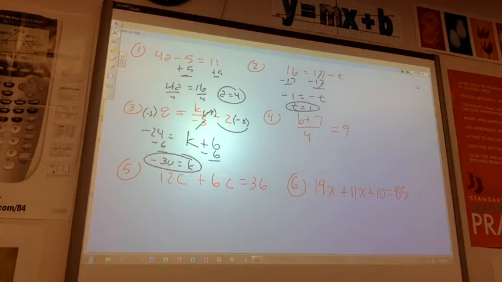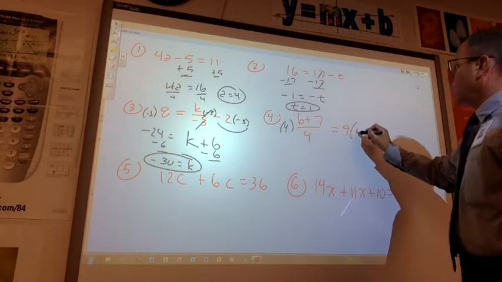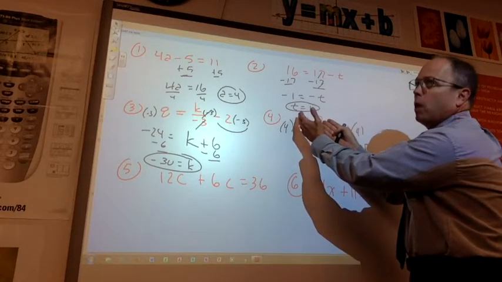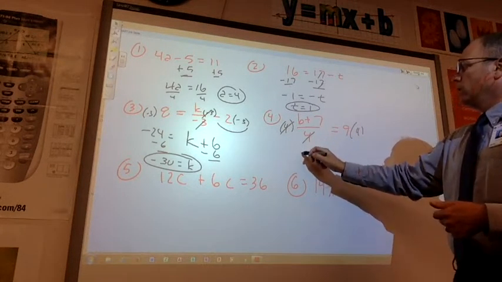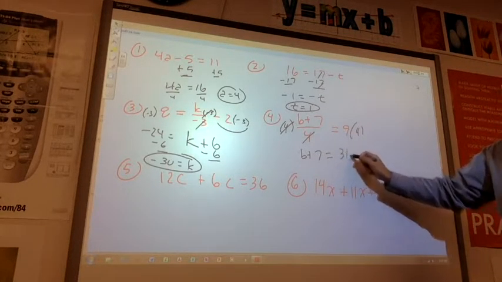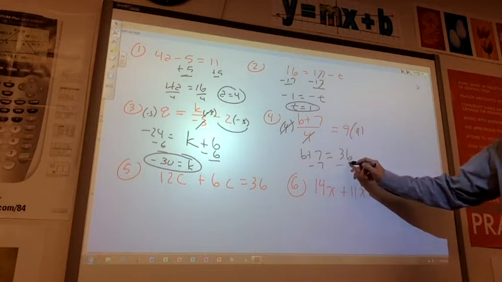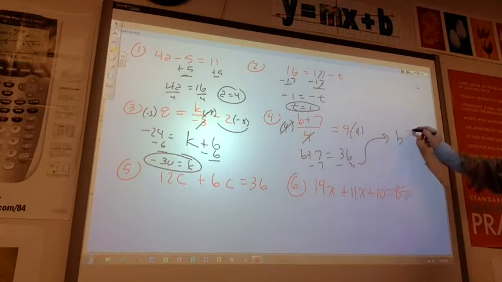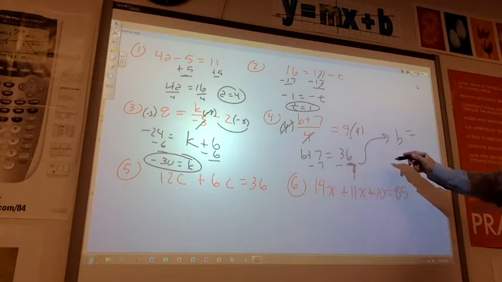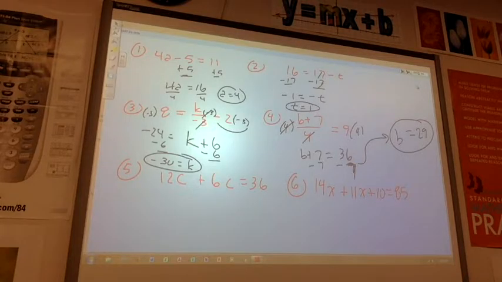K equals negative 30. What about number 4? Shout out. You multiply by 4. Yeah, I'm going to multiply both sides by 4. So this grouping right here is just one term. So you just have to multiply both sides by 4. So I get b plus 7 is equal to 36. Is that all right? Then what? Subtract 7 each side. Love it. So I get b is equal to, well, that should be a 7, huh? What is that? 29? Okay. Number 5.